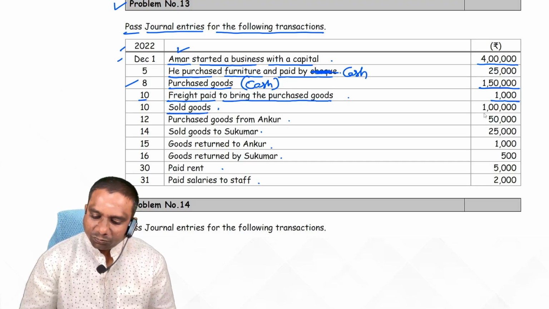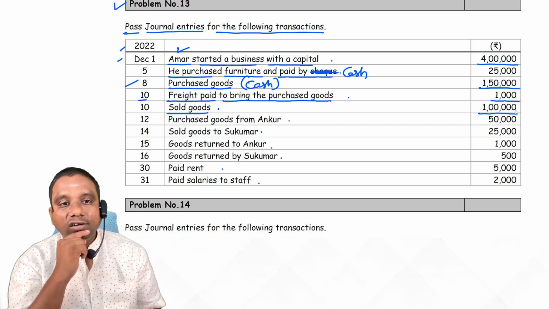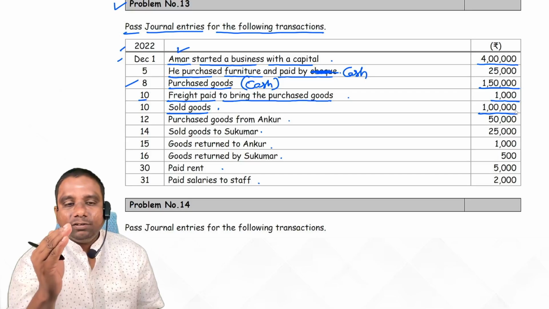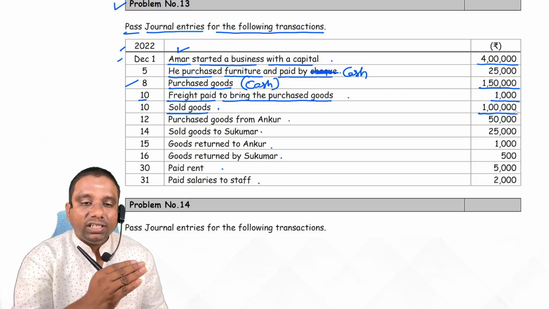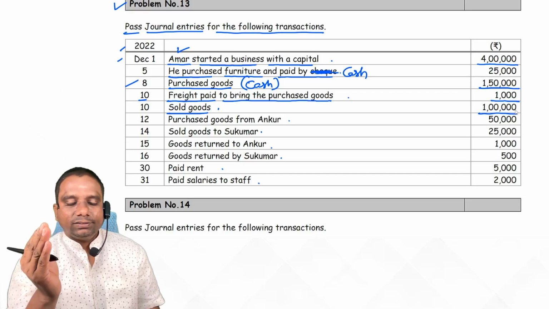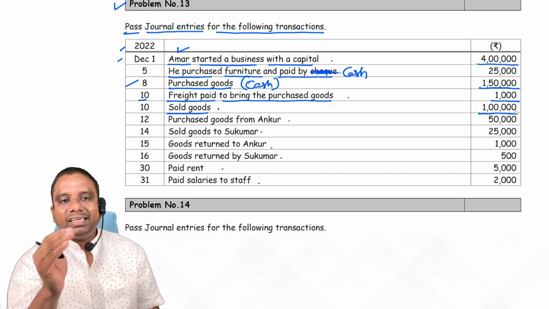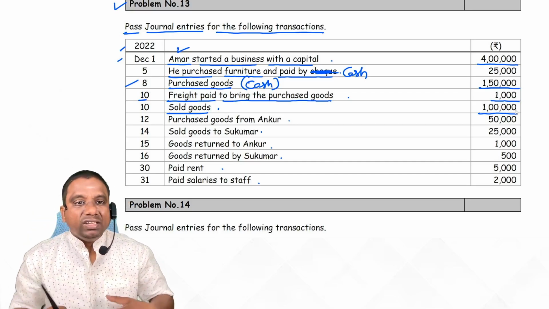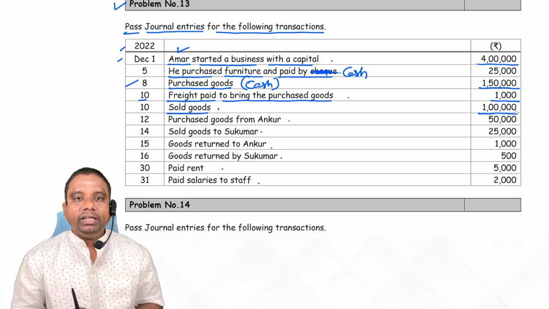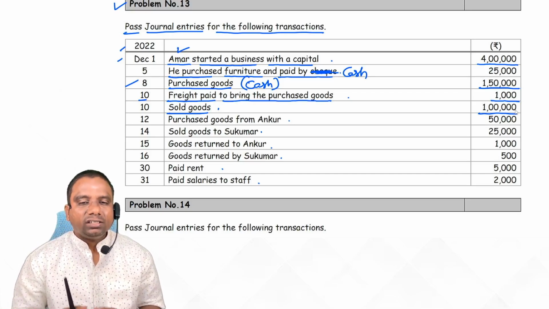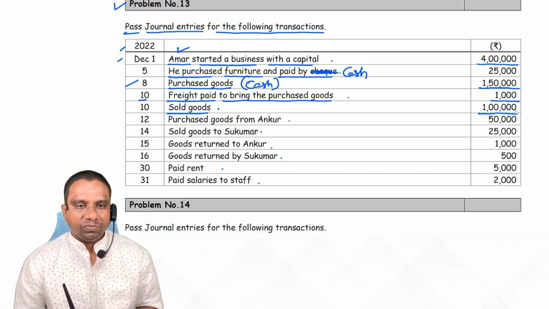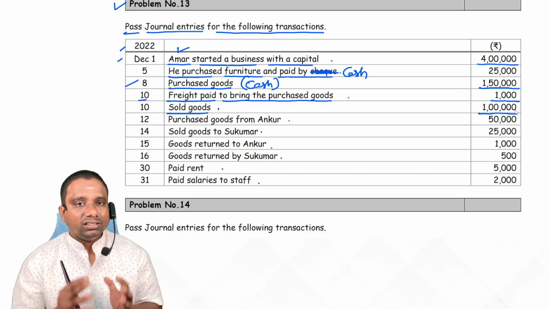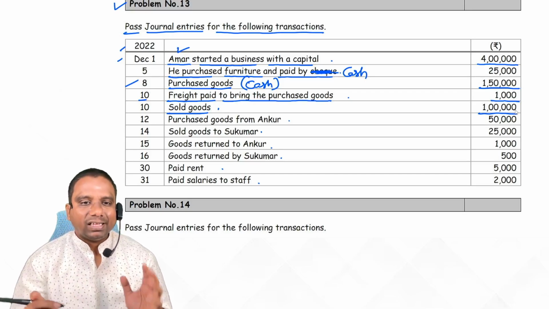Sold goods 1 lakh. Here also, as I said already, whenever we purchase goods and sell goods, try to identify whether these are cash sales or credit sales, cash purchases or credit purchases. Is it clear, students? Now tell me, here also same. When we sell goods, they have to give the customer name. But here they did not mention any customer name. At the same time, they did not mention whether we were paid cash or not. In that case, the assumption is what? Simple. These are cash sales.